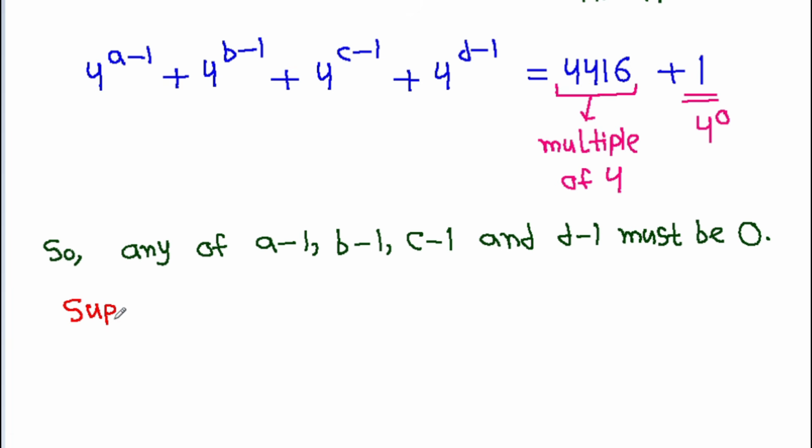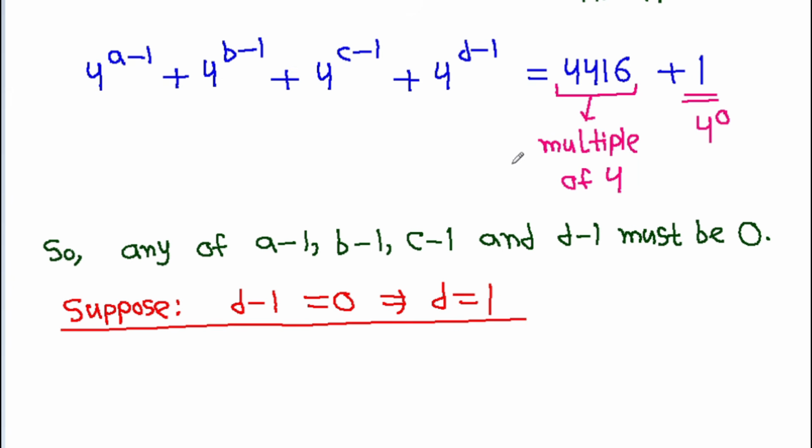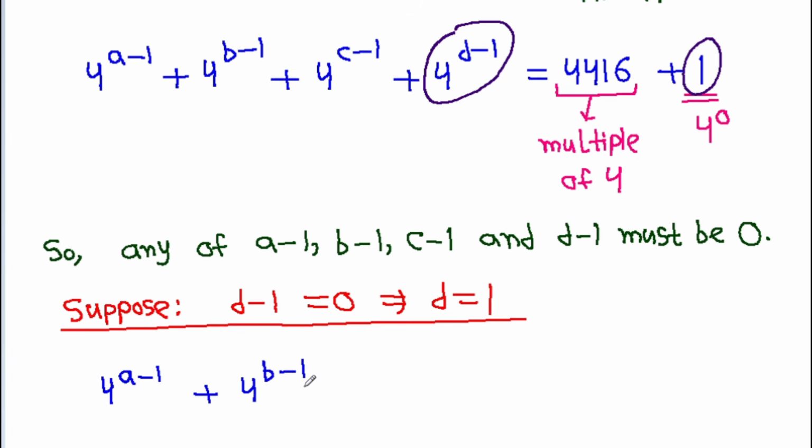So suppose d-1 is 0, that means d is 1. Then 4^(d-1) will be 1. That means 4^(a-1) + 4^(b-1) + 4^(c-1) is 4,416.